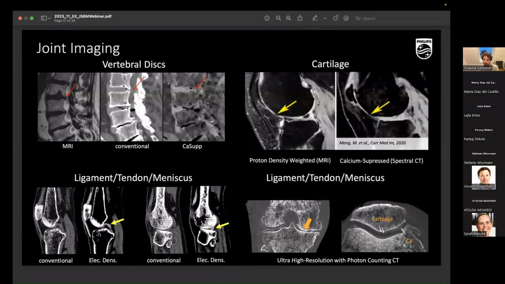And of course, with photon counting, I talked about this already. Seeing, okay, do we see cartilage? Can we see the morphology? Can we see lesions? Most importantly, so these are things where I think there's potential, but definitely need to be explored.